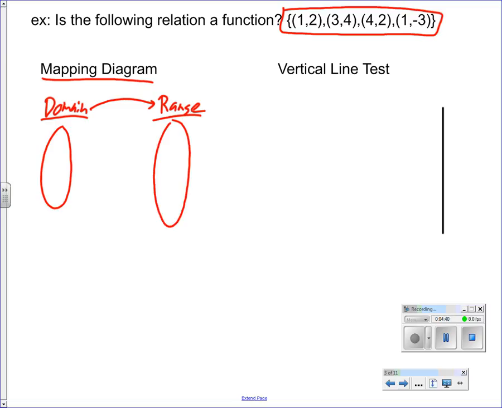Again, the domain is all the x values. So if I look at all the x values I have up here, I have 1, 3, 4, and then 1 again. So 1, 3, and 4 is the domain for this relation. The range is all of the y values. So 2, 4, 2 again, and negative 3.